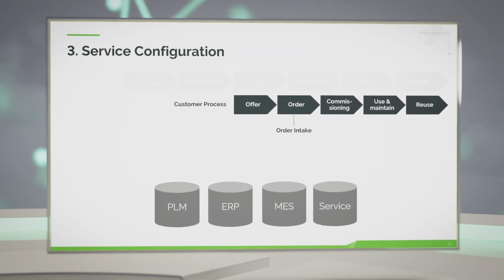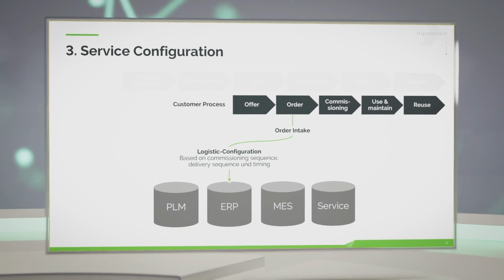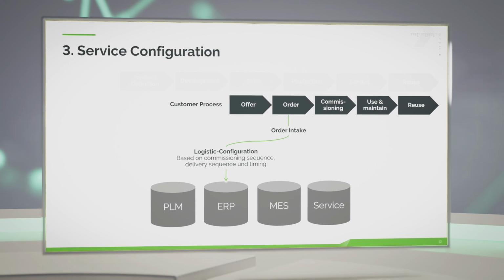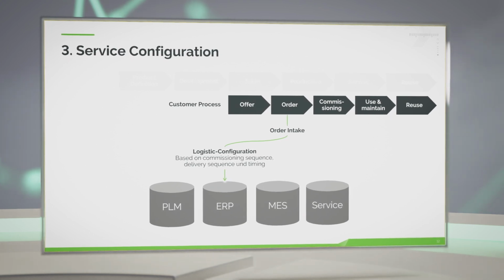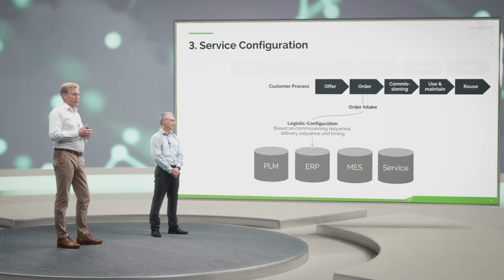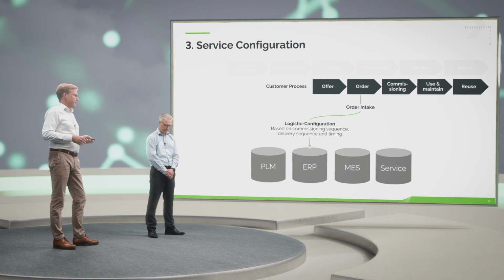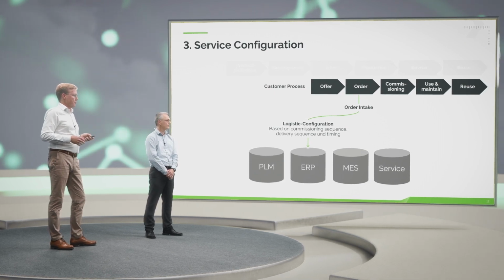And then there's one speciality after order intake. There might also be something, and I think you're talking about a customer example where this plays an important role, for big machines. There might even be something like a logistic configuration to find out in which sequence the parts should be delivered to the customer, in which maybe even boxes or containers things should fit in. So that is an important part.